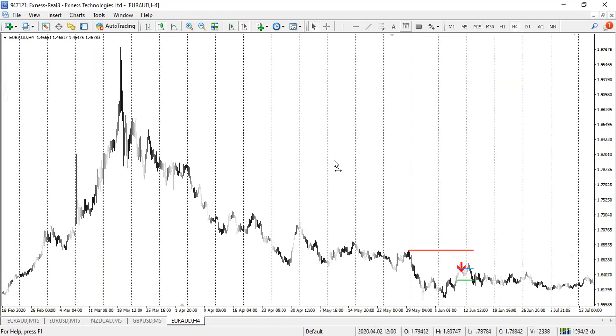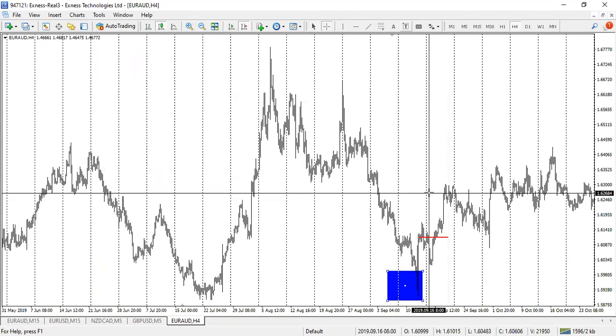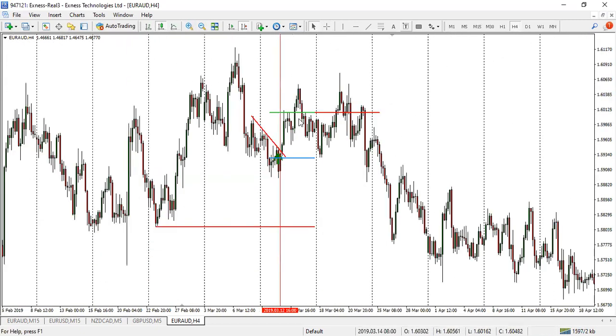So this is massive. It does not repaint. You can backtest it yourself. It does not repaint. All right. So it's a massive indicator that you need to have in your trading archive.